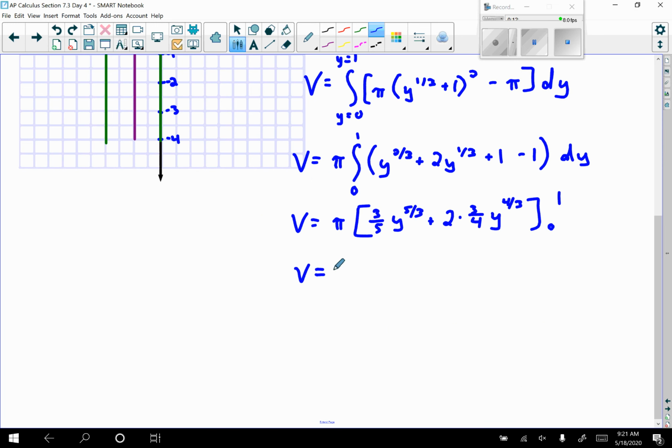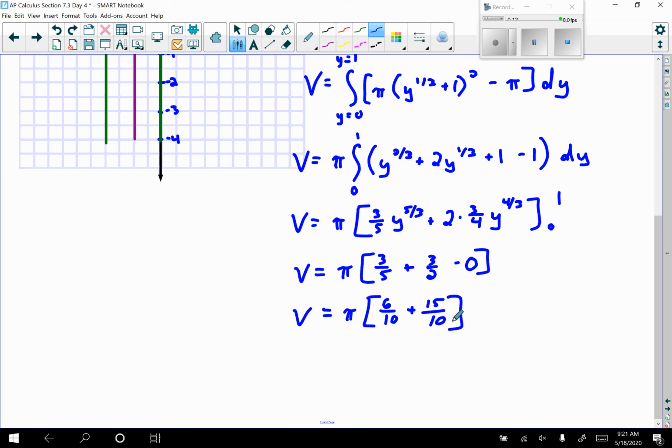So I'll simplify this as I evaluate. So this will just become 3/5 times 1 to the 5/3, so we're just going to get 3/5. This will actually become 3/2 times 1 to the 4/3, so just 3/2, and then really just minus 0. Getting common denominators here of 10, so we'll get 6/10 plus 15/10, and we'll get 21 pi over 10 cubic units.